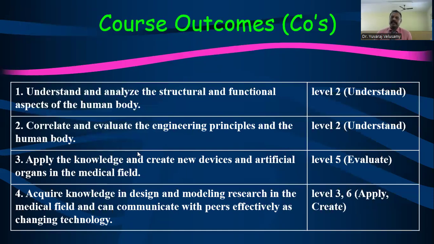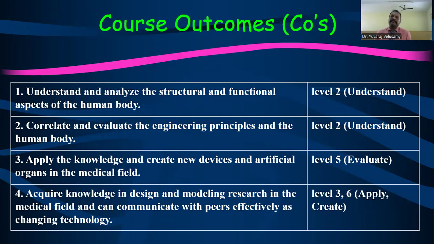Then correlate and compare engineering principles and the human body as a biomedical engineer, and you could create a device or artificial organs, medical craft kind of things. Then you will have knowledge about modeling human organs. These are some examples of course outcomes. This is the purpose of understanding course outcomes.